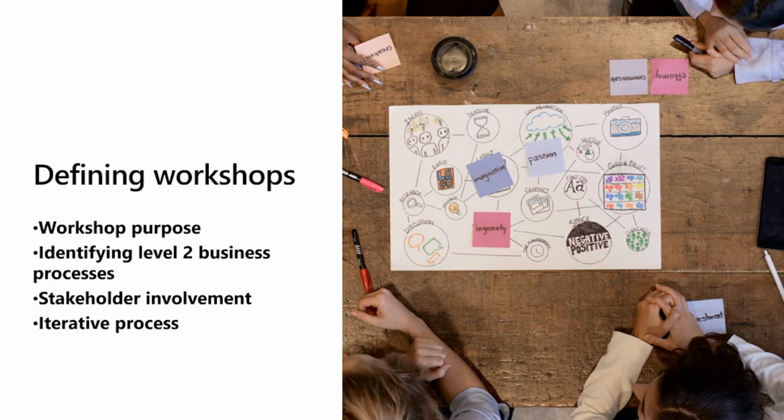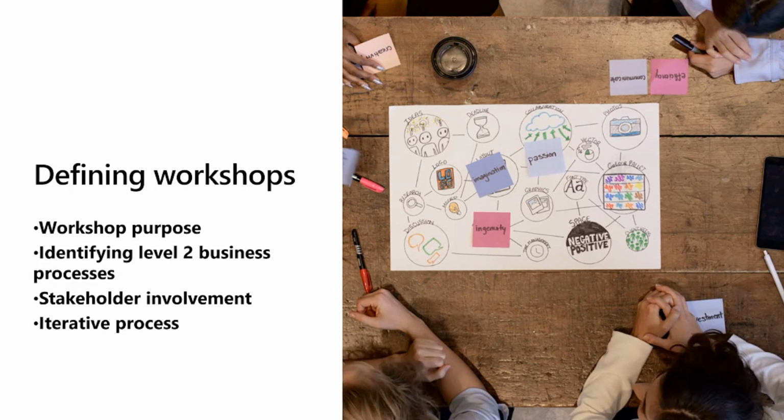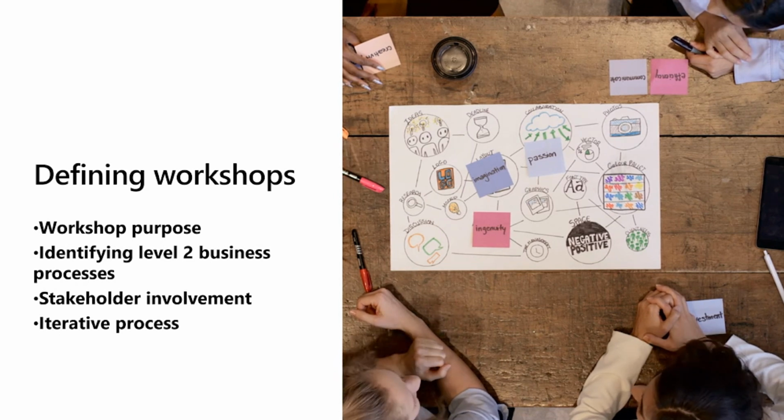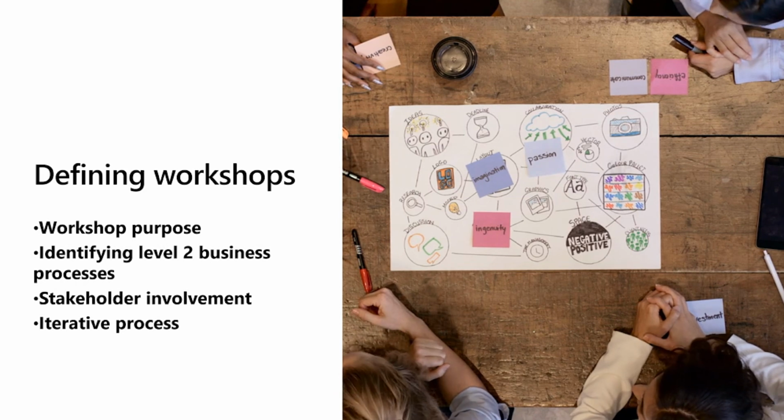So for example, we recommend that you use the L2s or business process areas in the catalog as a starting baseline. We haven't included any workshops as their own roles or work item types in the template, but we are planning to do this in the future.